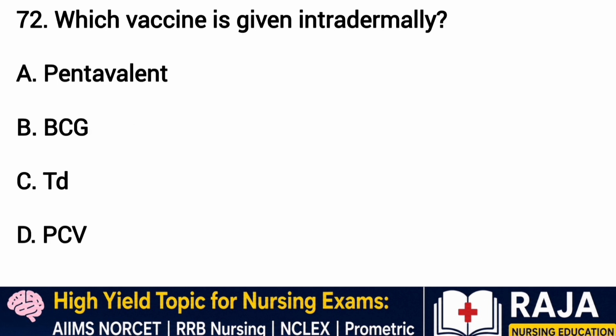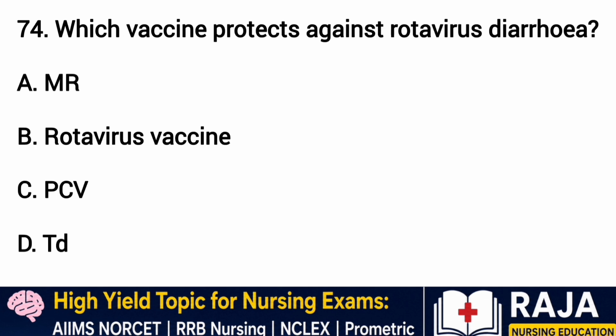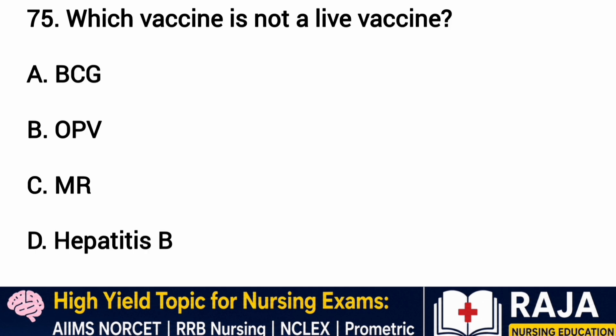Which vaccine is given intradermally? The answer is B. BCG. Which vaccine is administered intramuscularly? The answer is B. Pentavalent vaccine. Which vaccine protects against rotavirus diarrhea? The answer is B. Rotavirus vaccine. Which vaccine is not a live vaccine? The answer is D. Hepatitis B.